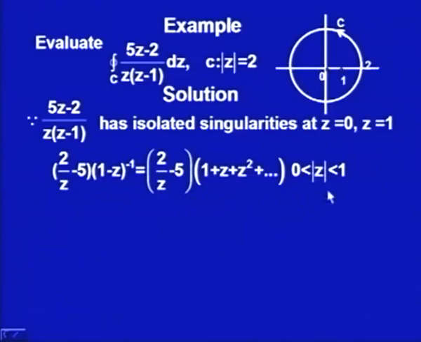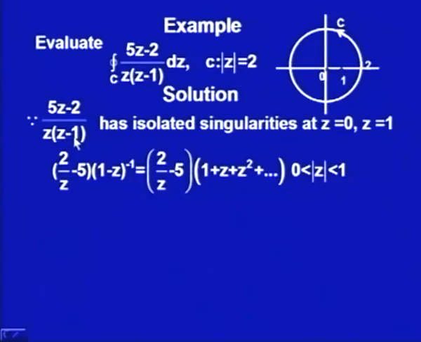The first method I am applying here is finding the residue using the Laurent series. This function we are writing as (2/z - 5)(1 - z)^(-1), taking z out from here. If I am using the Laurent series method, I have to find the residue at z = 0 and z = 1. That means I have to write the Laurent series expansion in the region 0 < |z| < 1, and another where 1 is outside, that is, 1 < |z| < 2. So, first I am writing it between 0 and 1.